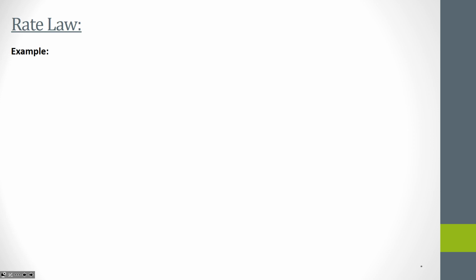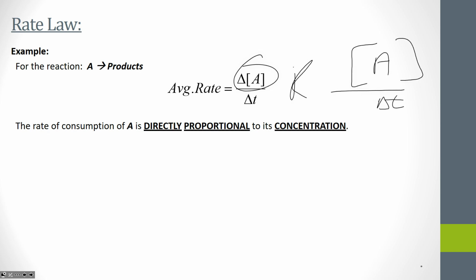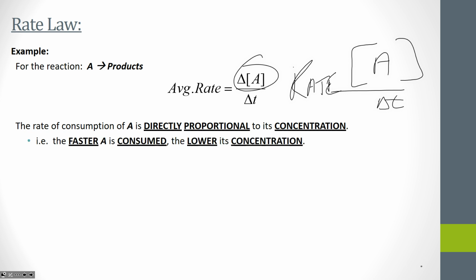So if we have a reaction A making some sort of products, who cares what the reactants and products are? We just have reactants making products. Our average rate is going to be the change in A over the change in time. If I made the concentration of A really big and the time the same, then my rate gets bigger, right? Because a bigger numerator gives you a bigger quotient. The faster A is consumed, the lower the concentration. So as A is used, A gets smaller and smaller, and that means the rate is going to get smaller and smaller.